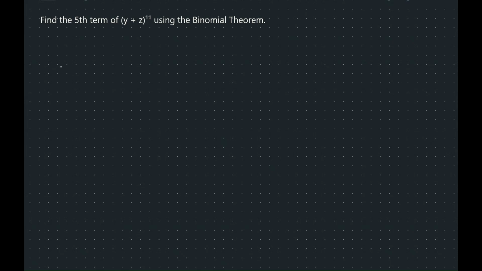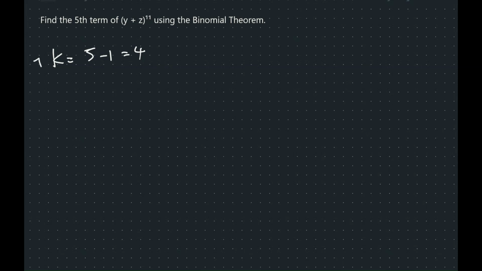So let's solve this question. Find the fifth term of y plus z to the power of 11. Again, the first step is defining what k is. K is going to be the term that we want minus 1. So 5 minus 1, which is equal to 4.